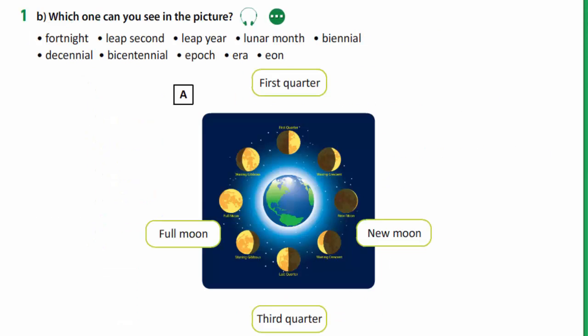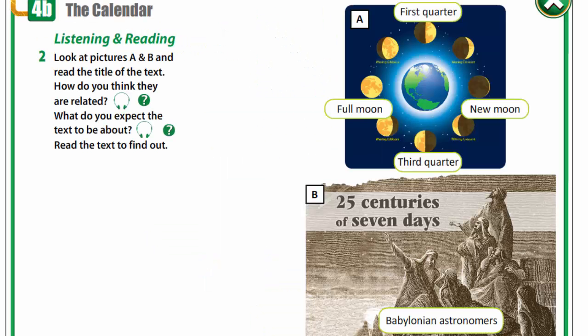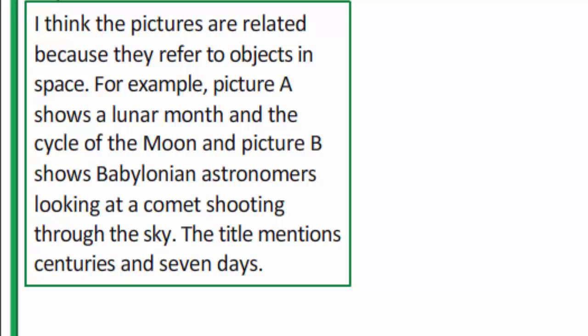Which one can you see in the picture? Let's check. The lunar month. Exercise 2. Look at the pictures A and B and read the title of the text. How do you think they are related? I think the pictures are related because they refer to objects in space. For example, picture A shows a lunar month and the cycle of the moon, and picture B shows Babylonian astronomers looking at a comet shooting through the sky.